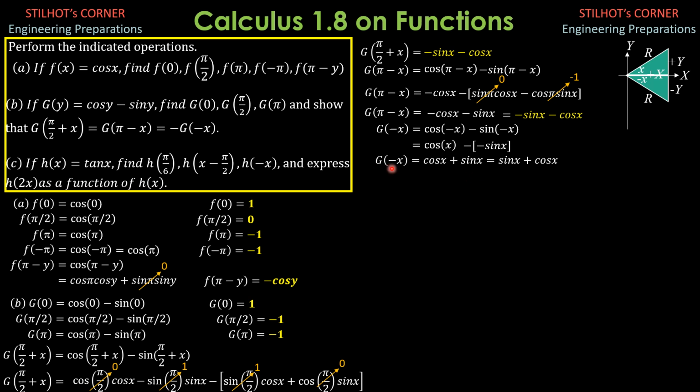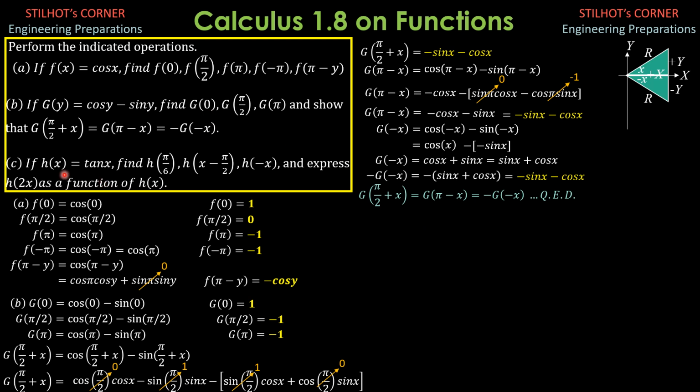Therefore, the negative of g of negative x is the negatives of this result. So negative of g of negative x is negative of quantity sine x plus cosine x, or negative sine x minus cosine x. So we have shown that all these three are equal. So g of pi over 2 plus x is equal to g of pi minus x equals negative g of negative x. So that's it for that part.